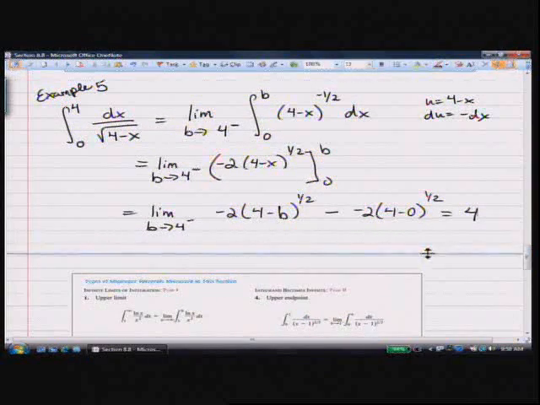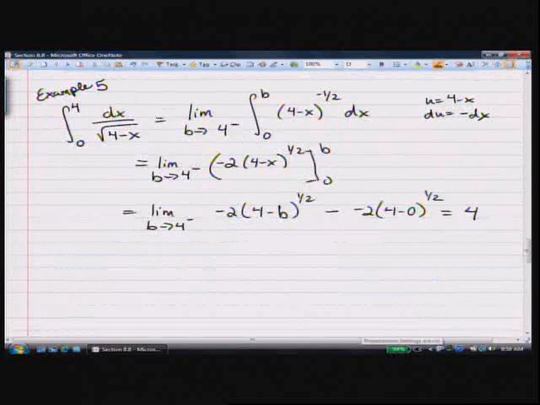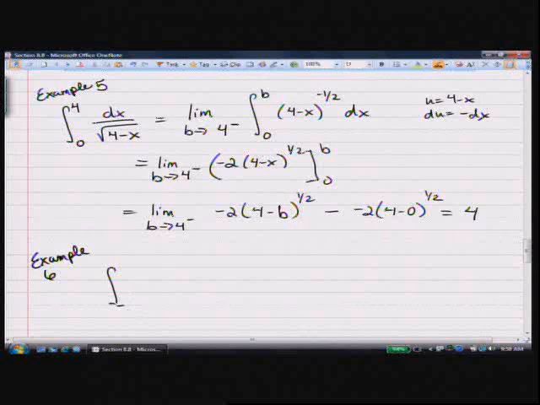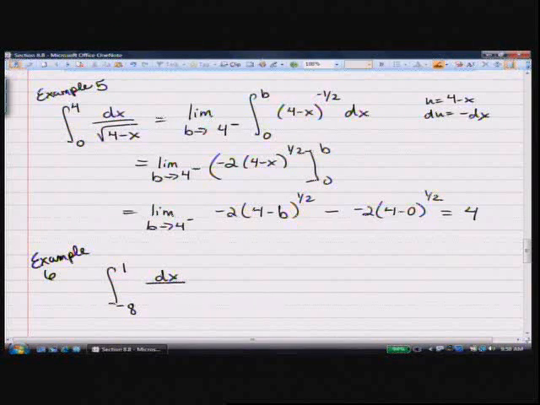Here's another example. Okay, example 6, what I want to do is look at the integral from -8 to 1 of dx over x to the 1/3 power. So what do you notice about this one? What are you thinking when you look at this one? Are you thinking anything?